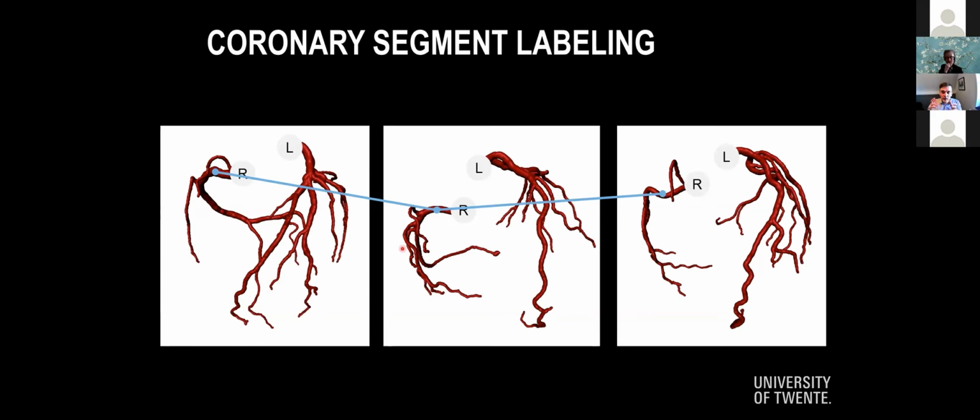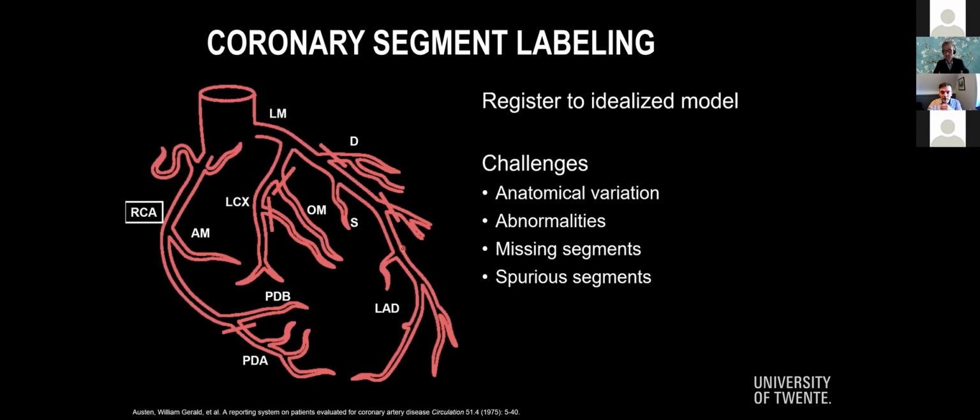And you already see that this is quite a challenging problem because in 3D, these trees look quite different. But also if you straighten them out, you see that some patients have many more branches than other patients, that the length of these vessels is never the same, and there are many problems. So what we try to do is map each segment to a predefined label in an idealized model, like you see here, like is used by cardiologists.